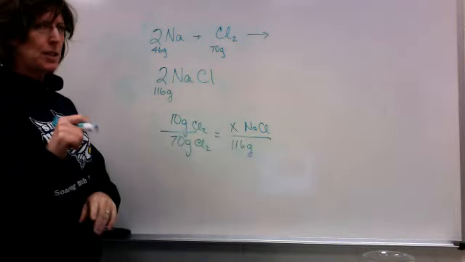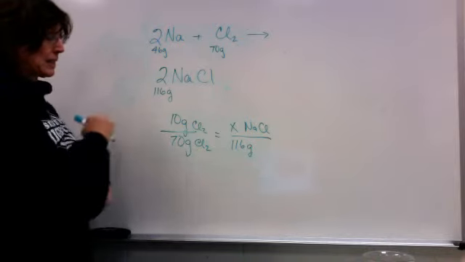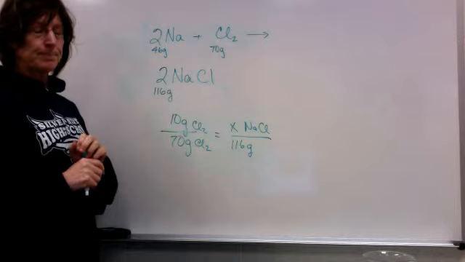Now I need to solve this ratio for X, and I'll figure out how much sodium chloride I'm going to make. I'm not going to actually do that math for you because that's pretty simple. You just multiply both sides by 116 and you'll get the value for X.